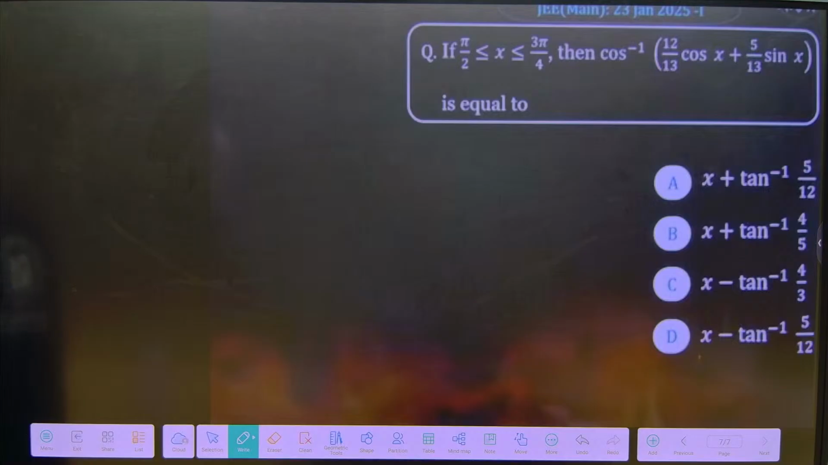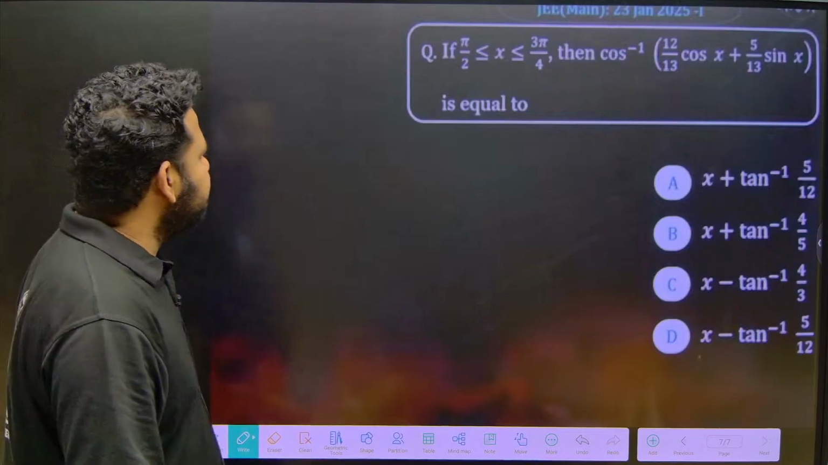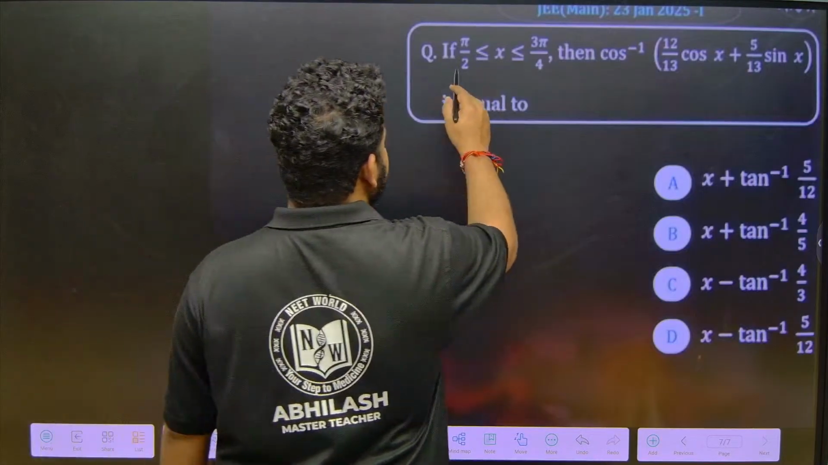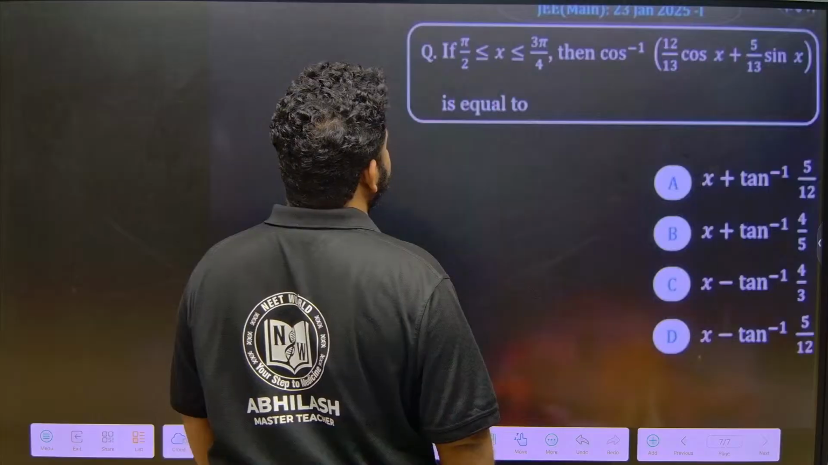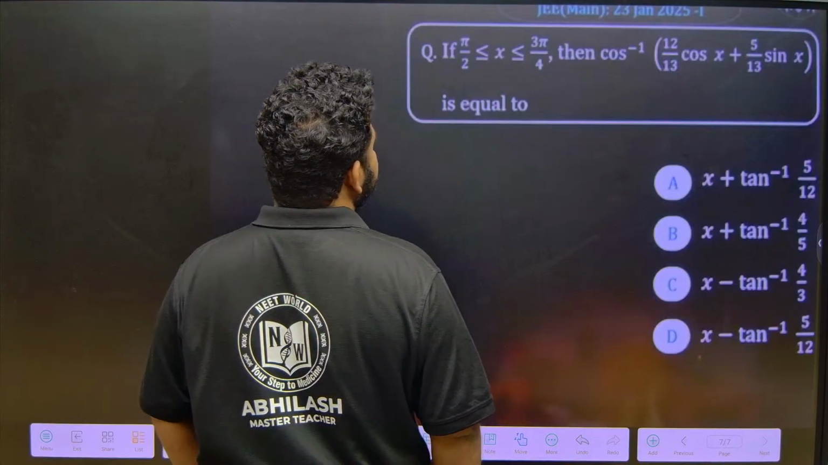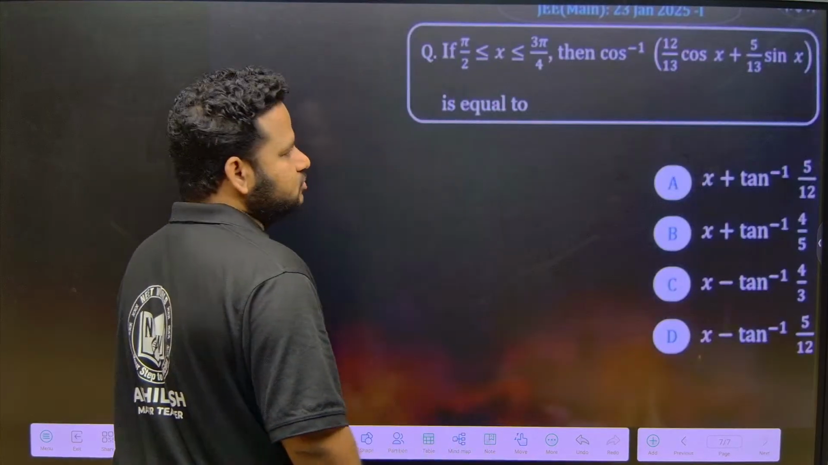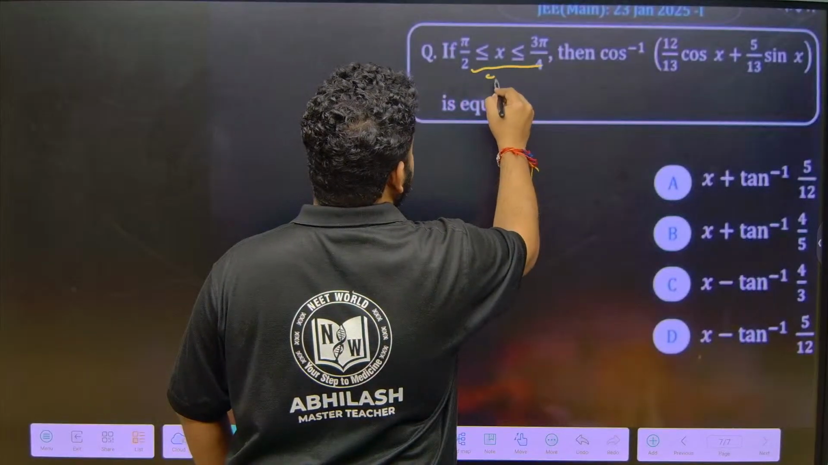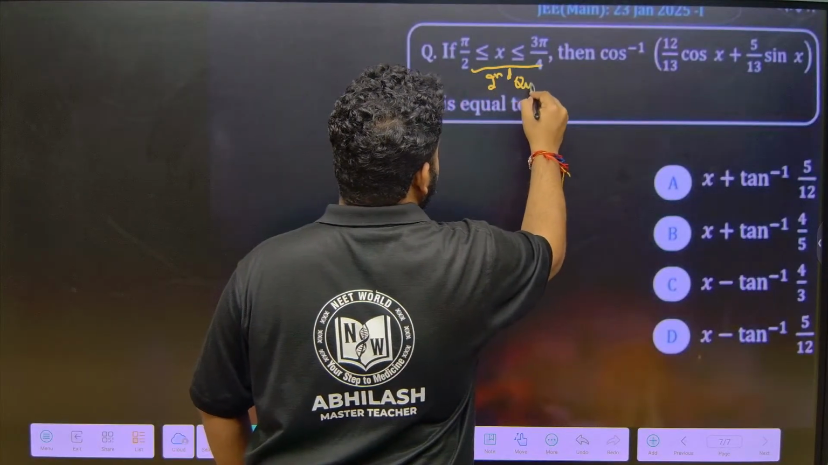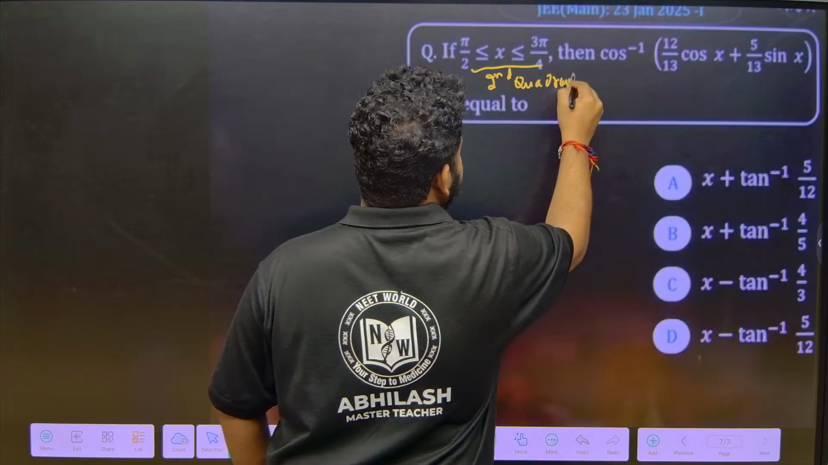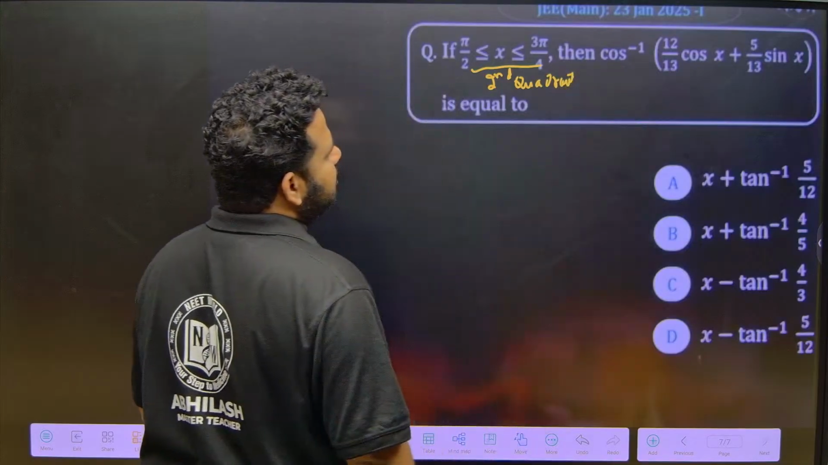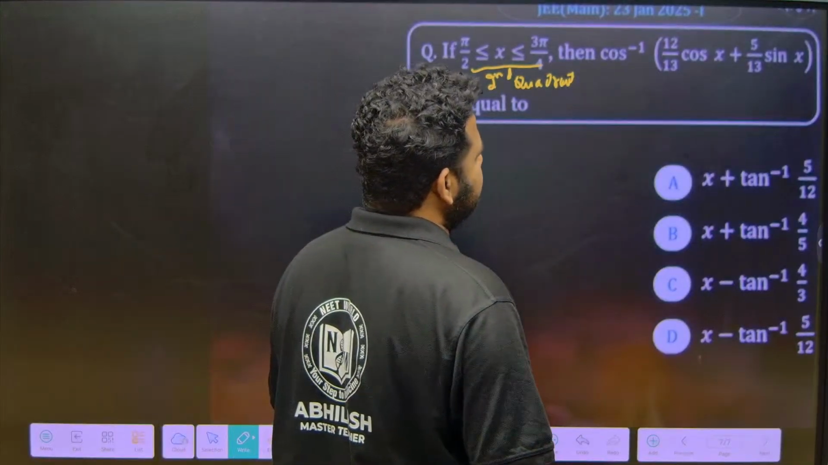Okay, friends, let us move to the last question for the day. What they have given? So x is lying between pi by 2 and 3 pi by 4. That is 90 and 270. That is second quadrant. Correct? So this implies this is in second quadrant.